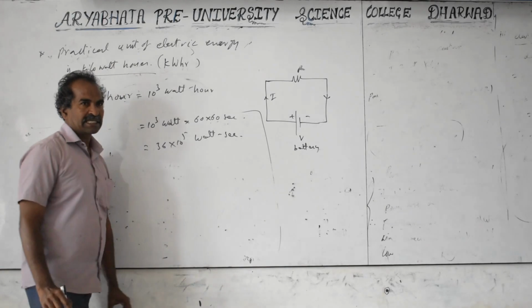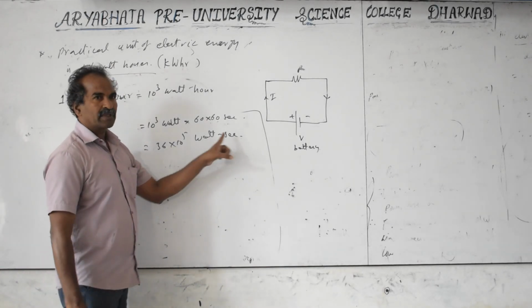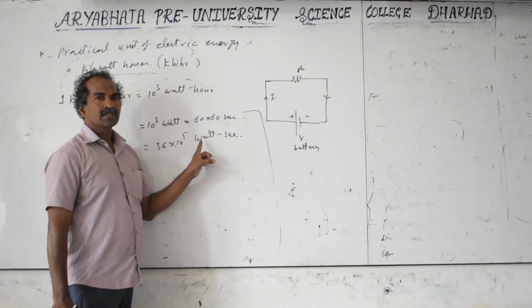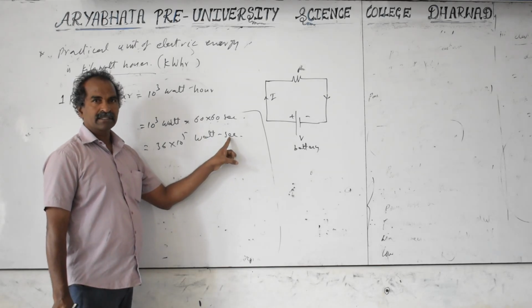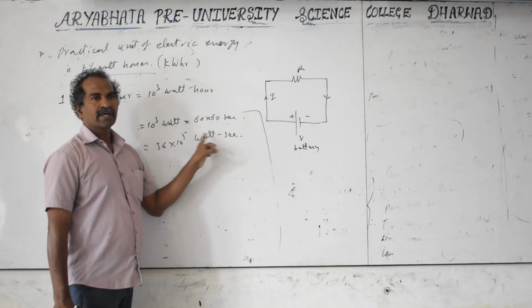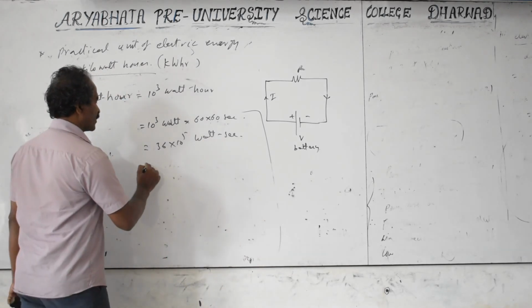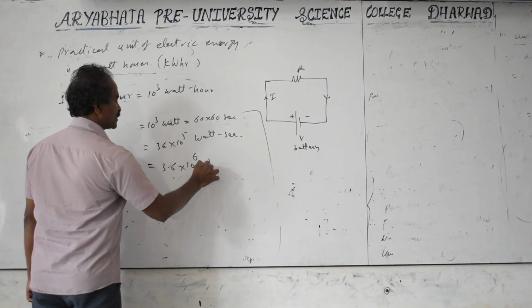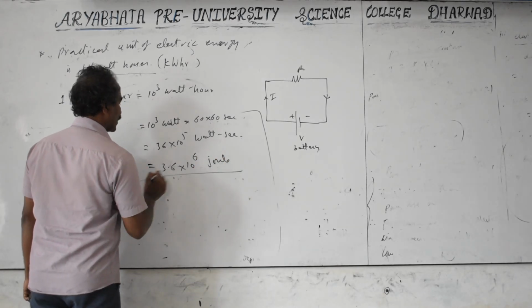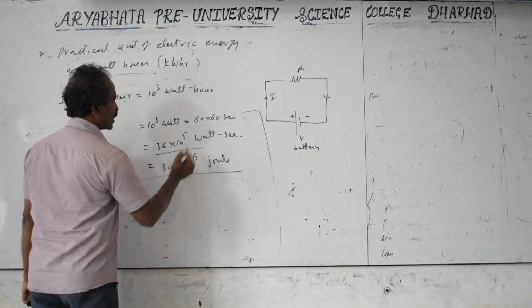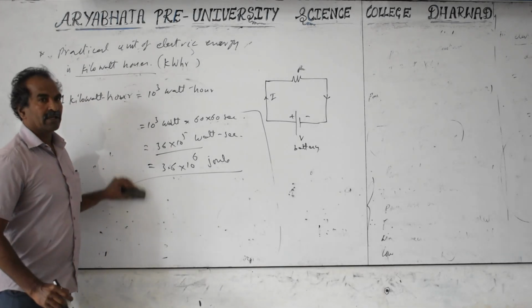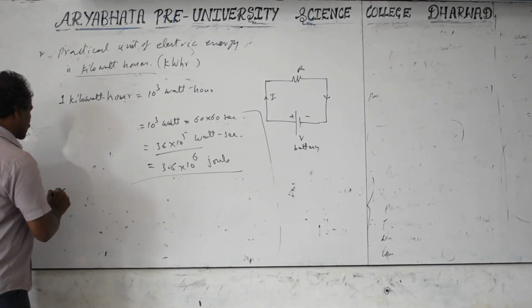Watt seconds means power into time, which is nothing but the unit of work, the unit of energy. Power in watts into 1 second gives you joules. So it is equal to 3.6 into 10 to the power of 6 joules. You can remember it as 36 into 10 to the power of 5 joules. That is the practical unit.